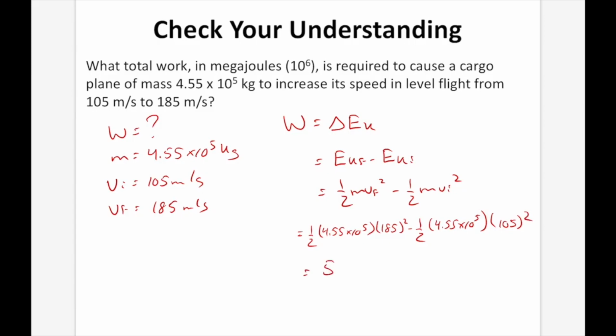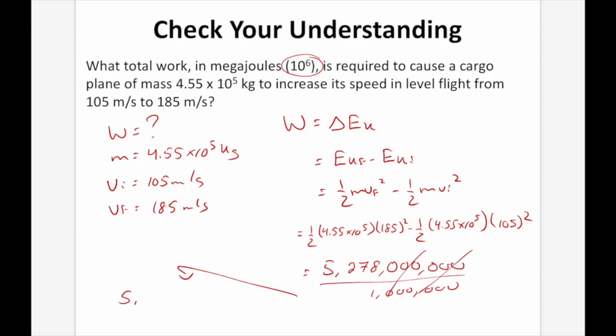And that equals 5,278,000,000. Now we need to have that in megajoules, and that means we're going to divide by 10 to the 6. So essentially we're going to be dividing by 1 million, and that gives us an answer of 5278 megajoules.